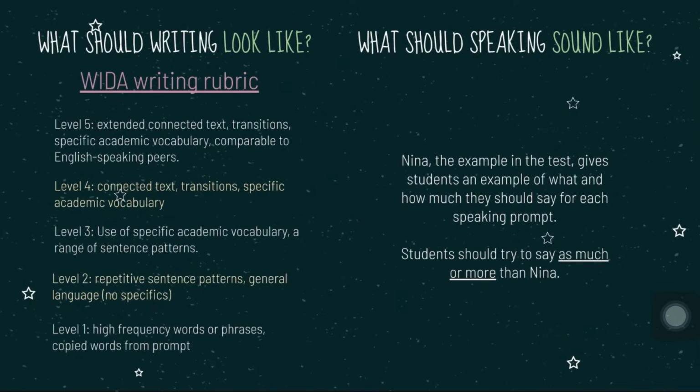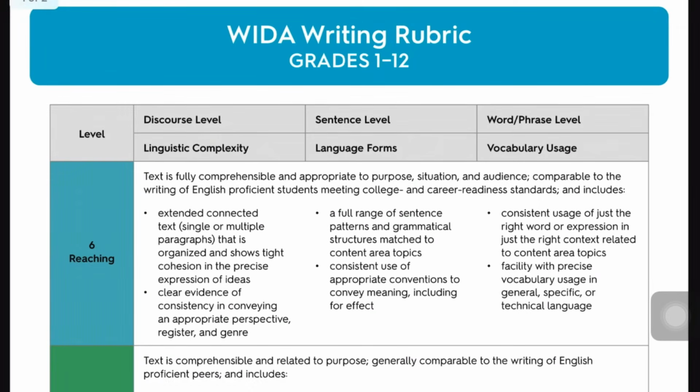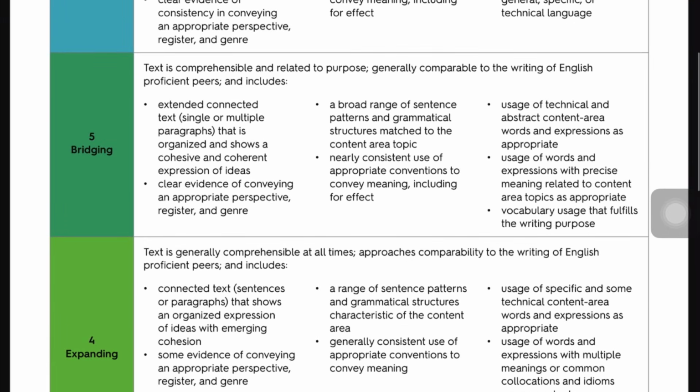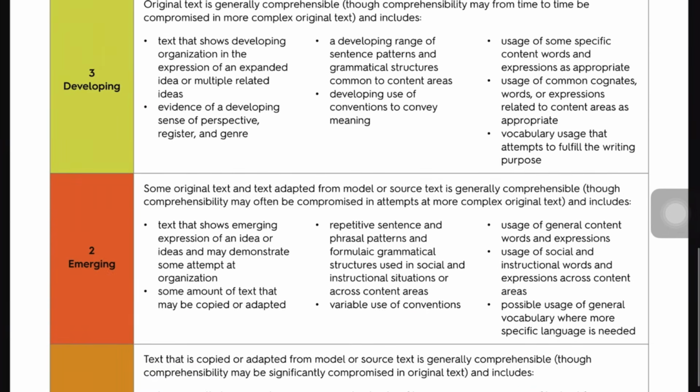Take a look at this overview of the writing rubric. The full writing rubric is linked in the video description, and we'll look at it in a little bit. It's a little more complex, but the full rubric describes exactly what students need to do to attain each level of writing. On the full rubric, each level has 3 sections: linguistic complexity, language form, and vocabulary usage. Students must score at that level in each of the sections to get that score on the writing test. So it's lots of detail to tell you what writing should look like.